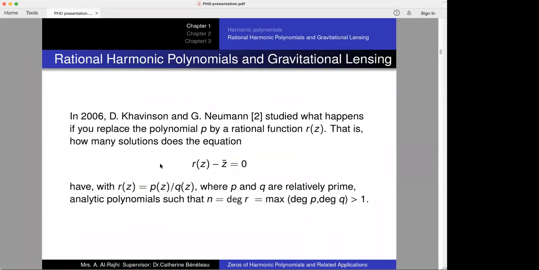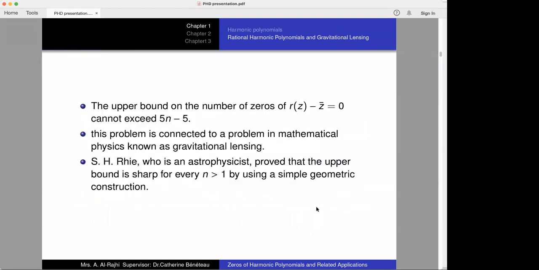In 2006, Khavinson and Neumann studied what happens if we replace our harmonic polynomial with a rational function, and how many zeros they can get, where r of z is written as p of z over q of z, and the degree of r is the maximum between the degree of p and q. They proved that the maximum number of zeros will not exceed 5n minus 5. And this kind of problem is related to gravitational lensing.